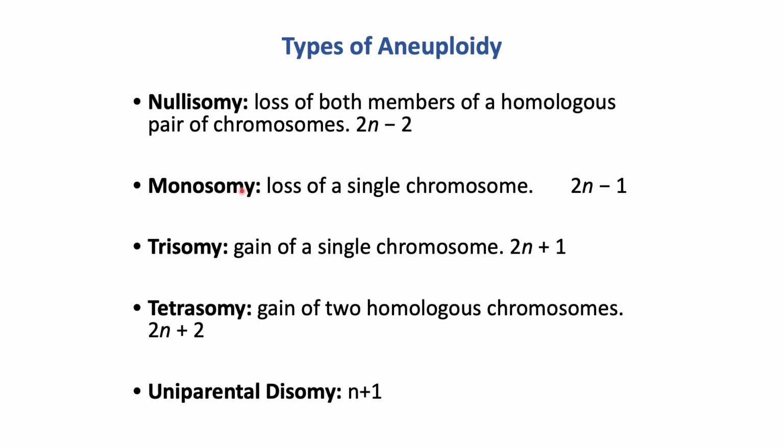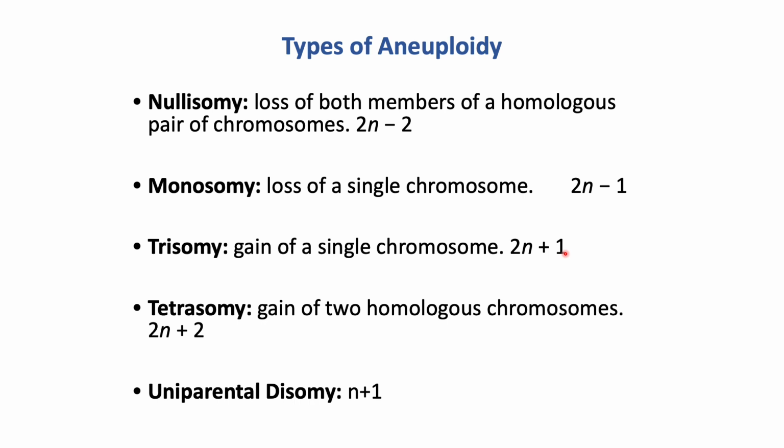The next one is monosomy, which is the loss of a single chromosome. In the previous example, 2 copies of chromosome 1 were lost, whereas in monosomy, only 1 copy of chromosome 1 is lost. So it is represented by 2n minus 1. We'd have all the other chromosomes in pairs except chromosome 1, of which we have just 1 copy. Trisomy is the gain of a single chromosome. Continuing with this example, we would have 2n plus 1, with 3 copies of chromosome 1.